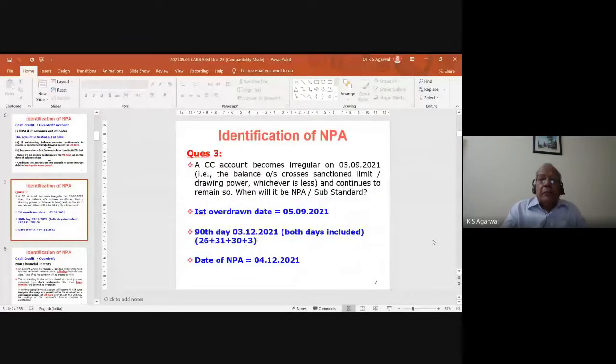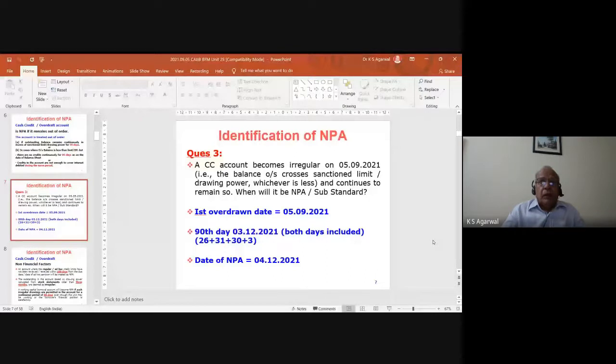So here an example has been taken. My CC account is first overdrawn today. First date of overdrawn is 5th September 2021. So I will calculate the 90th day. That will be 3rd December, and date of NPA will be 4th December. The distinction between CC and OD is like this. If TL installment is due today, then overdue first date is tomorrow. But in case of CC, if it is overdrawn today, my 90th day will start from today itself. In case of term loan, my 90th day will start from tomorrow. That is the distinction between the two.